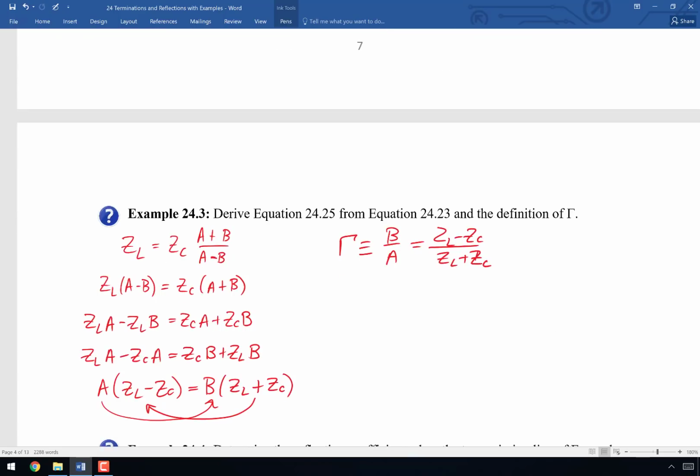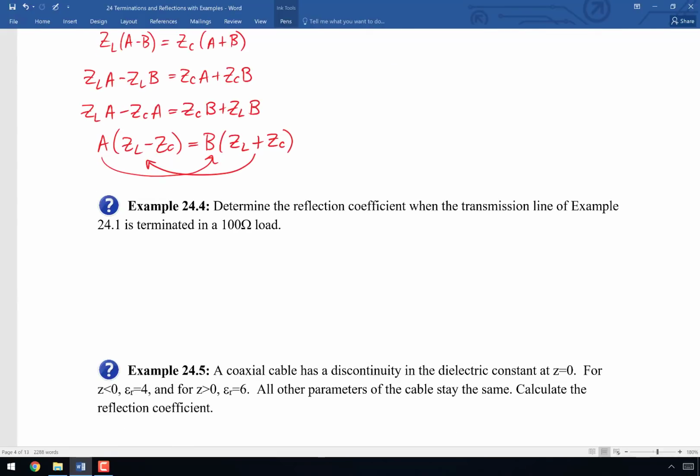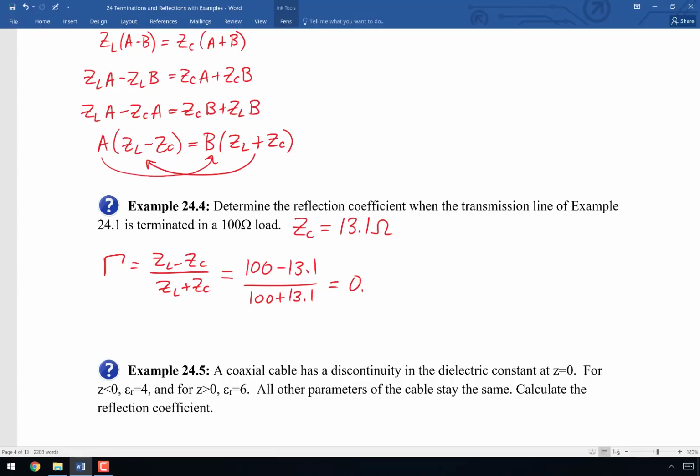Speaking of applying that equation, let's determine the reflection coefficient when the transmission line of example 24.1 is terminated in a 100 ohm load. Let me just remind you that the characteristic impedance of that example was 13.1 ohms. And so therefore gamma is equal to Z sub L minus Z sub C over Z sub L plus Z sub C. And that's equal to 100 minus 13.1 over 100 plus 13.1. And that is 0.768. So 77% of the strength of that signal is going to be reflected back from the load.